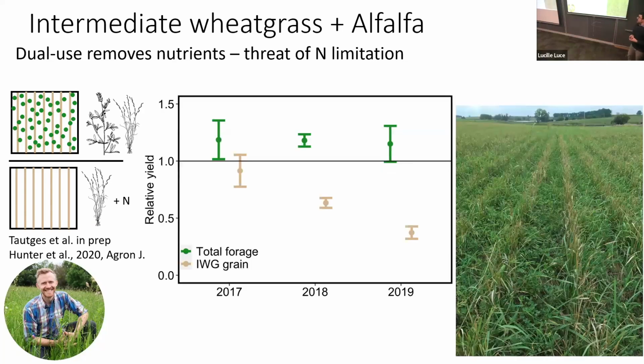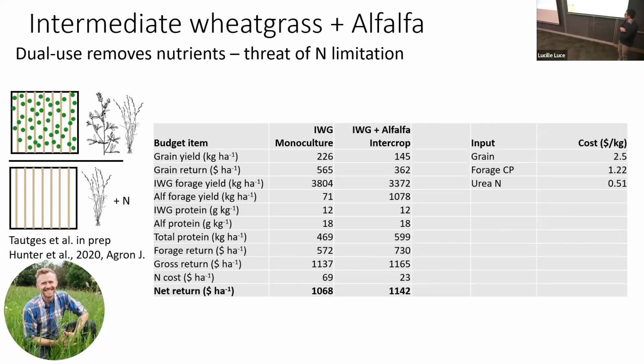Now, relative yields from this system. The green points are relative total forage yield. So higher yields with the intercrop compared to the monoculture, but grain declined with stand age. In the first year, there wasn't much of a difference between intercrop and monoculture, but the monoculture yielded more grain in years 2 and 3. So how do we value this addition of the legume to the system in terms of the forage? And what is the economic cost of that reduction in grain yield by adding the legume?